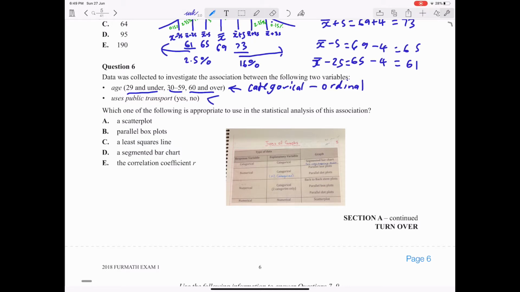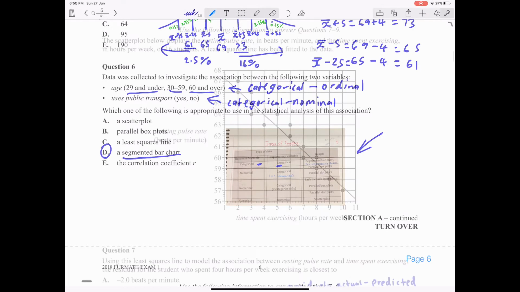And this variable over here is categorical. So it's either yes or no, but it's a nominal variable because there's no order. So I've just taken a photo from my notes over here. And so we know that if there are two categorical variables, a segmented bar chart or two-way frequency table would be used. So we have a segmented bar chart over here, but we don't have a two-way frequency table in our options. So therefore D is the correct answer.